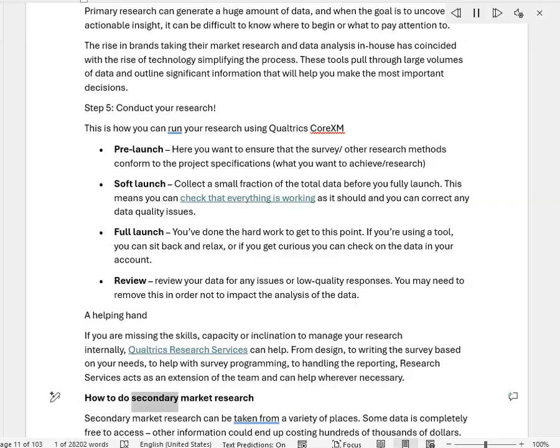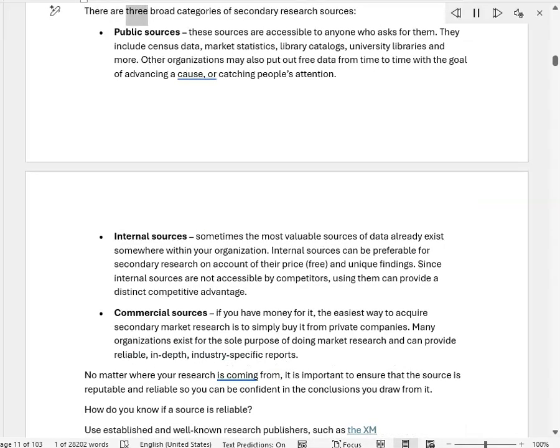How to do secondary market research. Secondary market research can be taken from a variety of places. Some data is completely free to access, other information could end up costing hundreds of thousands of dollars. There are 3 broad categories of secondary research sources.